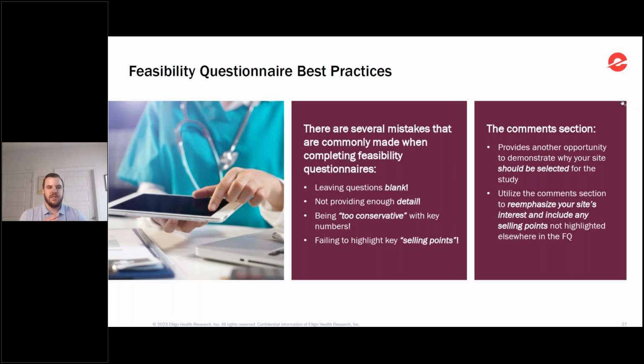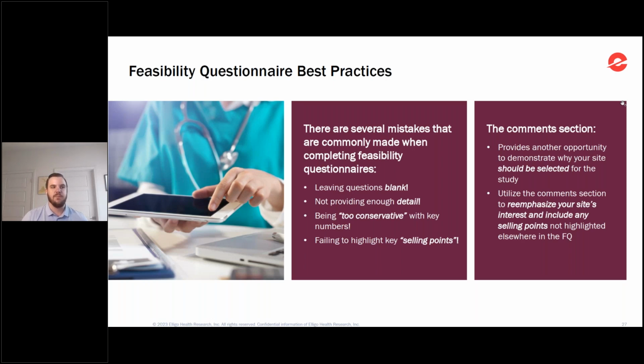In doing what we do, we see a lot of feasibility questionnaires, and it's kind of easy to pinpoint a few high-level mistakes that are commonly made, right? So leaving a question blank. That in and of itself may not sound like a big deal, right? You're dealing with a 50-question questionnaire. Why does it matter if one of those questions is left blank?